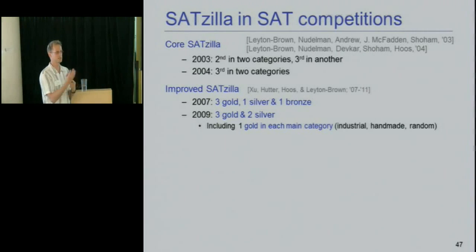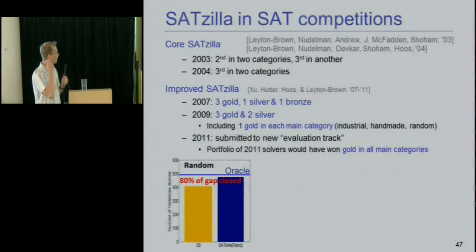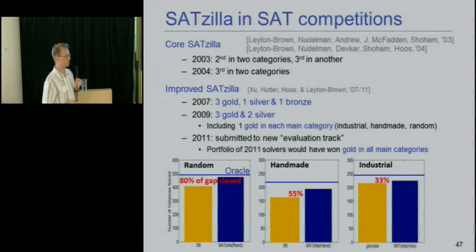Of course, this just utilizes the strengths of our component solvers, which were in turn good solvers for those types of instance sets. In 2011, we only submitted it to the evaluation track in order not to steal all the medals from the real SAT algorithm developers. Actually, there were a bunch of other people putting portfolios in, so half of the medals still went to portfolio solvers. But SATzilla would have won all gold in all of the categories using the portfolio solvers from 2011. And it closed like 80% of the gap between the best solver and an oracle picking the best solver for each of the domains. For random, 55% and 33% for the other categories.